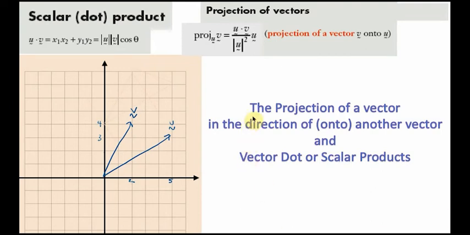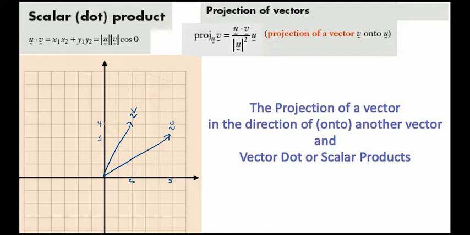We're looking at the projection of vectors, or the projection of one vector onto another vector, or in the direction of the other vector. And we're also looking at vector dot or scalar products, which are used in the mathematics of projection of vectors. There are two vectors, v and u, and when we talk about projecting v onto u, we mean how much of v is in the direction of u.